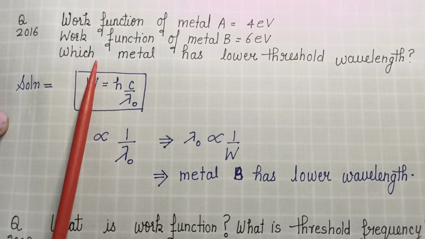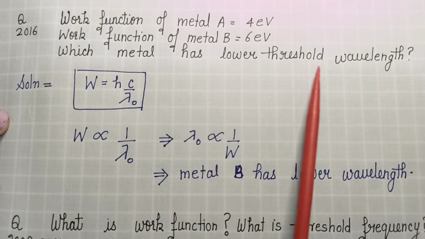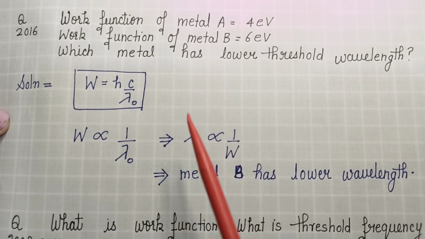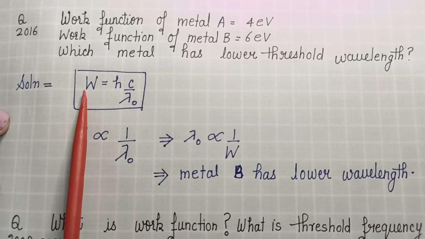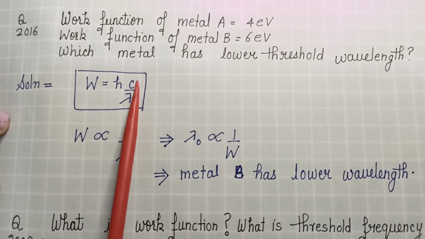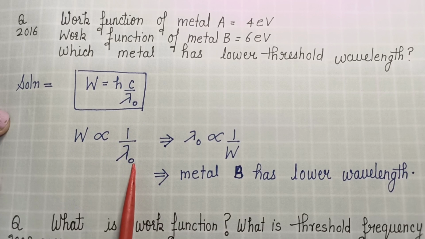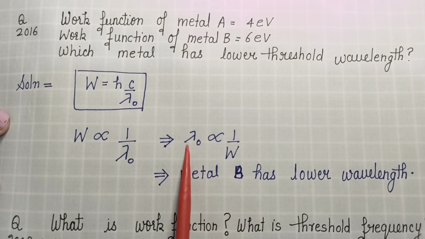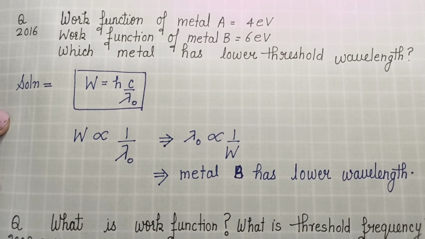In 2013 the question gives you the work function of two metals, and asks which one will have lower threshold wavelength. When I was correcting answers in the pre-board exam, I saw that children had written so many things which you actually don't need to write. Just write the formula used, the formula for work function, then from the formula derive that work function is inversely proportional to threshold wavelength. Therefore, the metal which has higher work function will have lower threshold wavelength, and therefore metal B has lower wavelength. So you need only 3 steps to write the answer and get full marks.